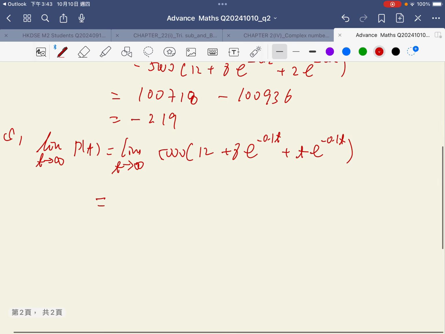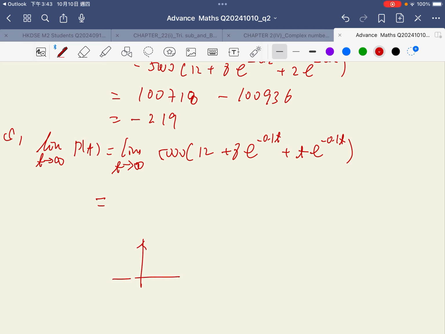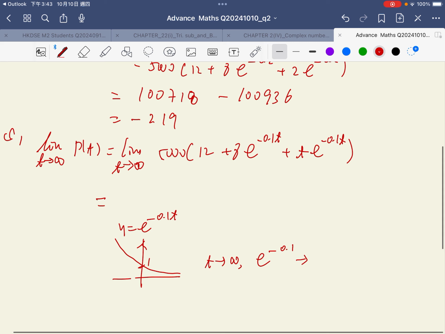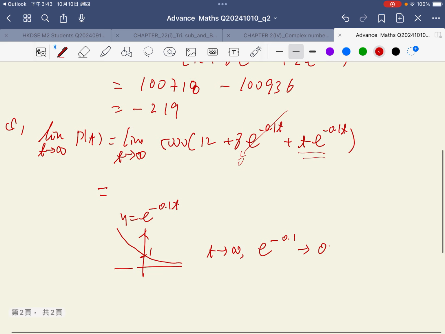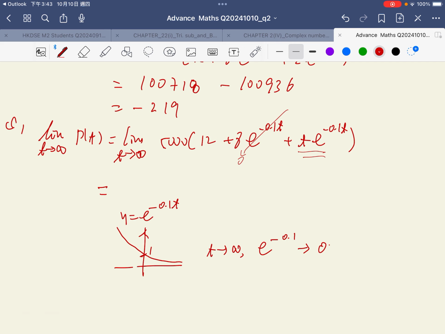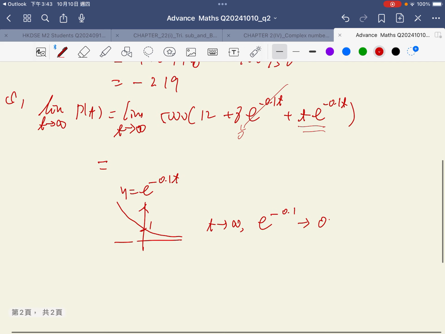And here I have to illustrate some points. y equals e to the power of 0.1 t, the function is like that. This is 1. Therefore, as t tends to infinity, e to the power of minus 0.1 t tends to 0. Therefore, this part tends to 0. And for this part, I have to calculate carefully. Therefore, I better write separately.